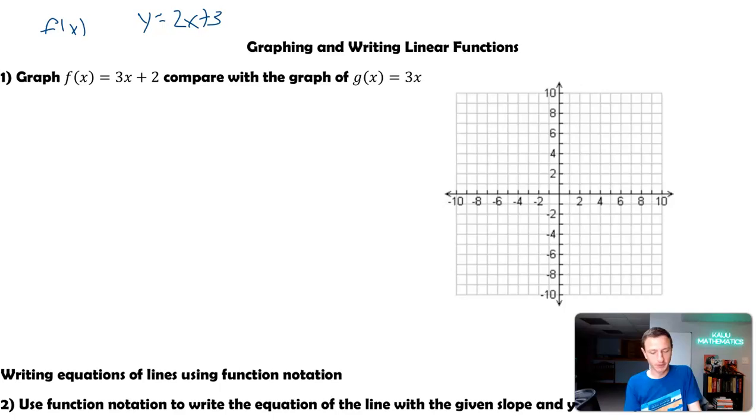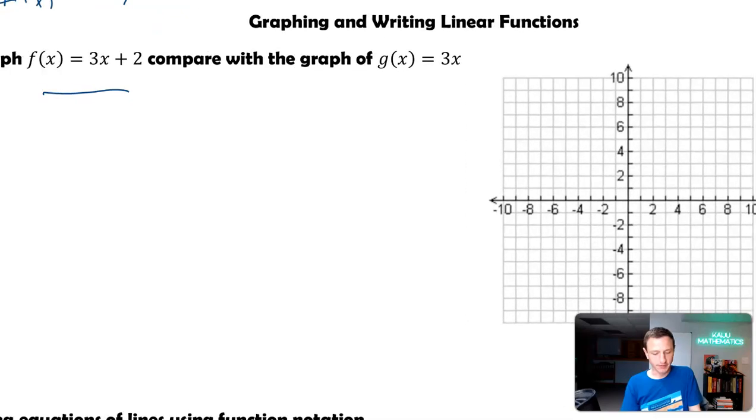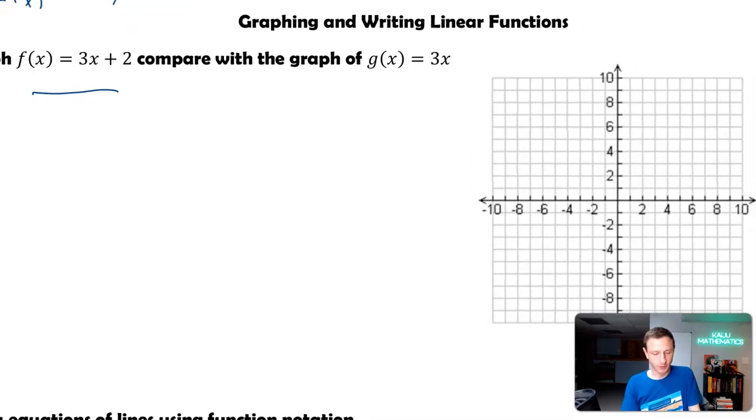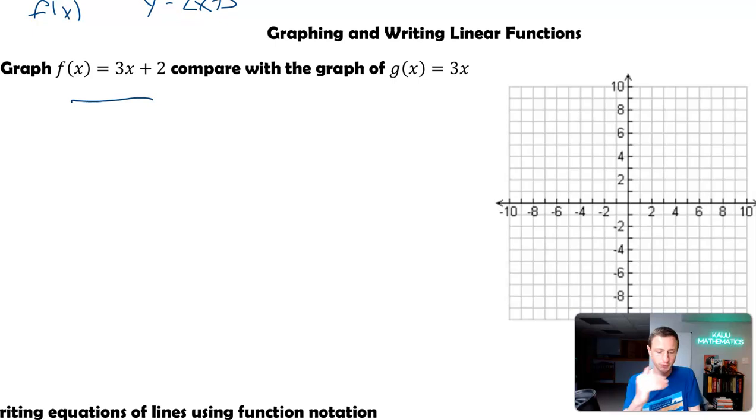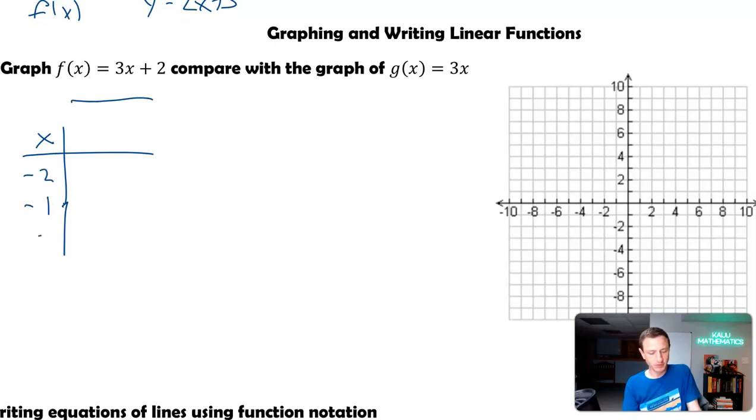So let's just graph these two and talk about the differences here. The first one, f of x equals 3x plus 2, I'm going to graph in that color. Let's just use slope-intercept form. You could take a table approach where you take a bunch of x values and plug them in. I was going to use slope-intercept form, but I want to talk about the comparison here, so let's just take a couple x values. I'll take x equals -2, -1, 0, and 1, and we'll go through those real quick.